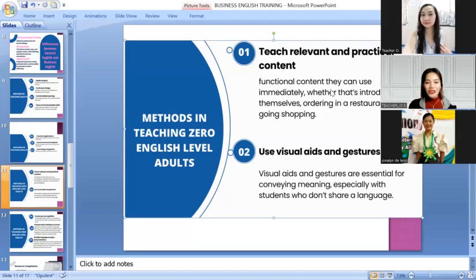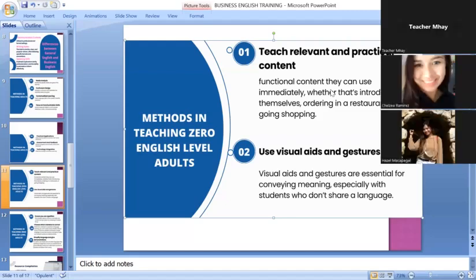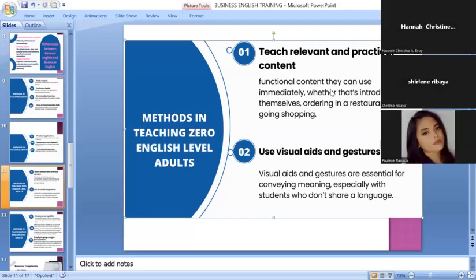Okay, for number two, use visual aids and gestures. We already know this as teachers. We are all aware of using visual aids and gestures. But who can give an example on how to do it? So that our knowledge about it will also be enhanced or we can add information.